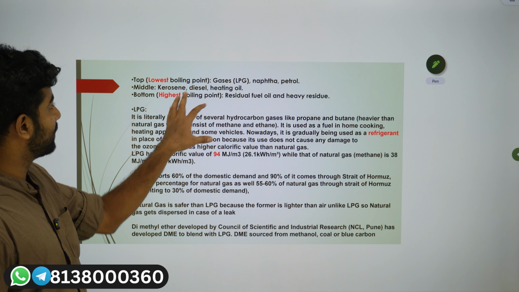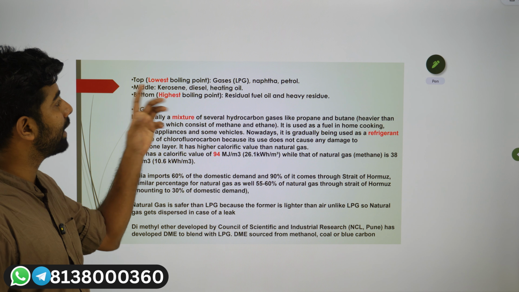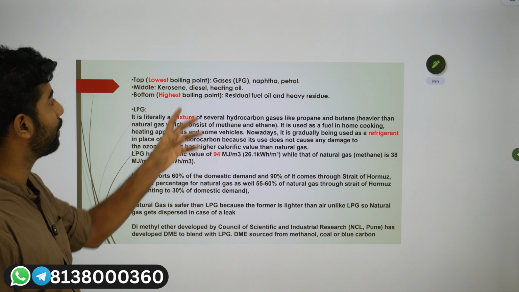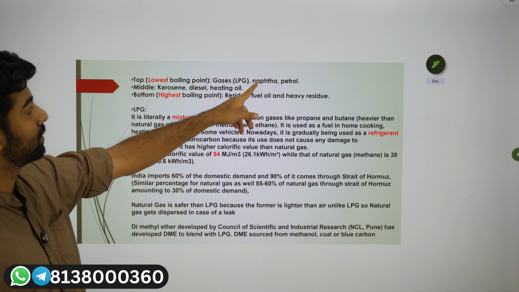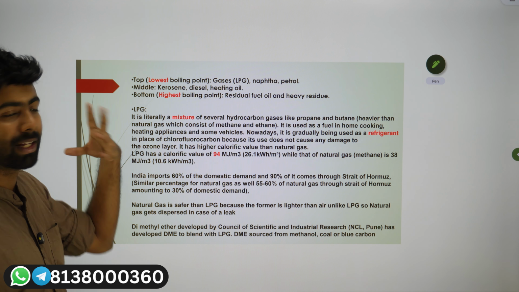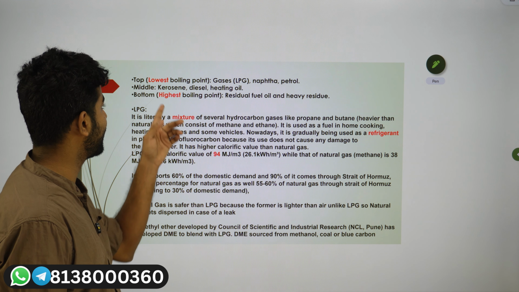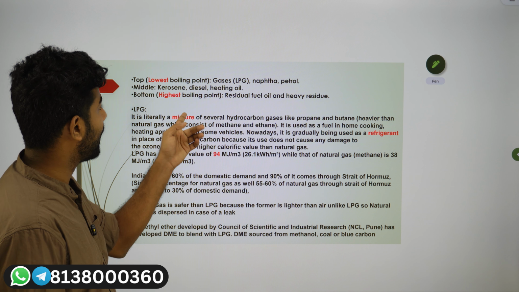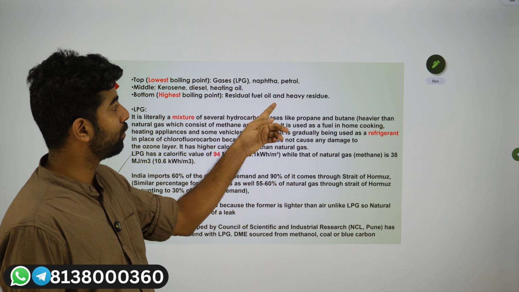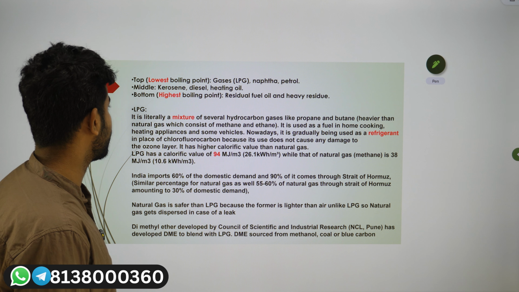So if you look at this, that was the basic idea. At the top, you can see those with the lower boiling points, right? Gases, naphtha, petrol. In the middle, you can see those with intermediate boiling points like kerosene, diesel, right? At higher boiling points, you can see residual fuel oil and heavy residue.